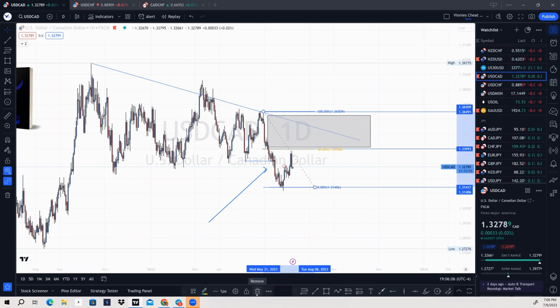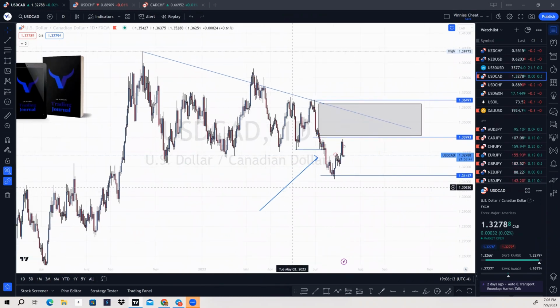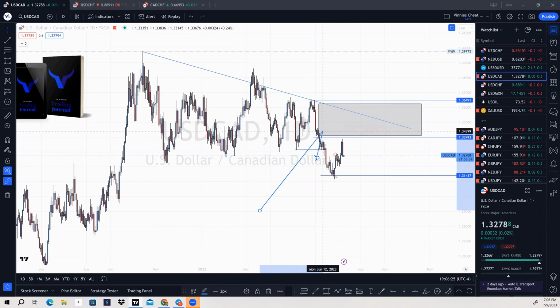And the reason why this is my sell zone is because you always want to sell price at a premium and buy price at a discount. Sell price at a premium, buy price at a discount. So between this high and this swing low is going to be my trading range. It's going to be my bearish trading range.